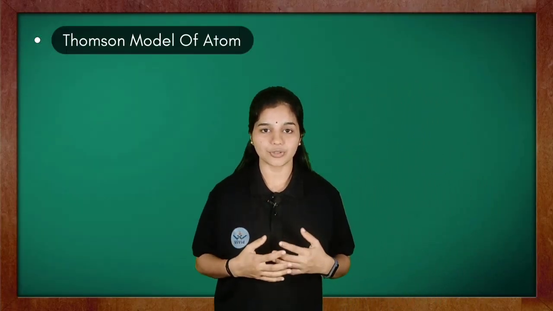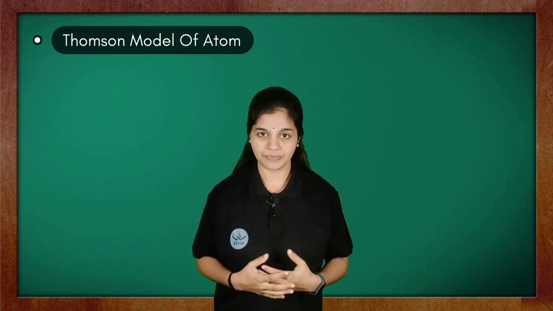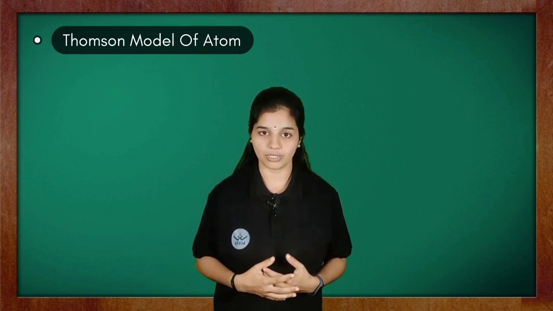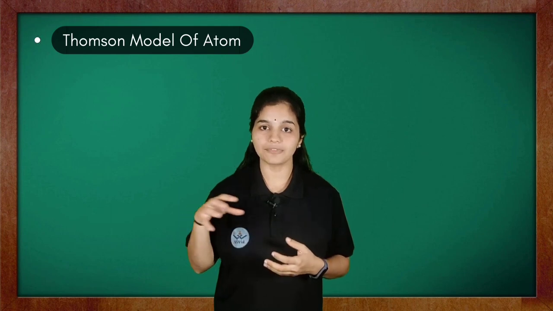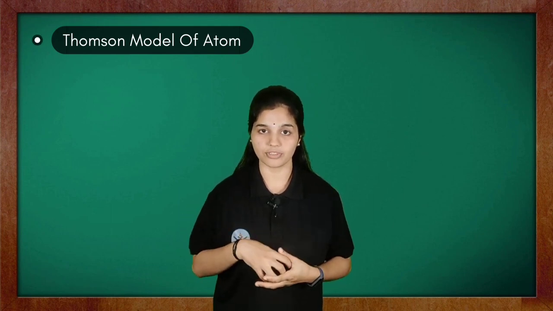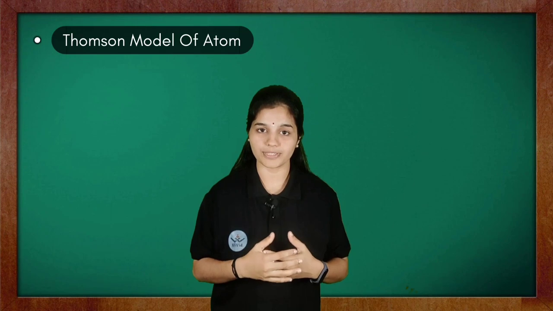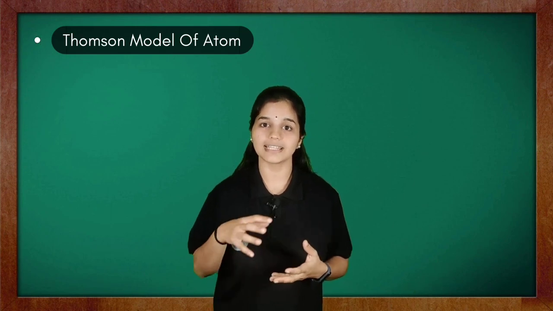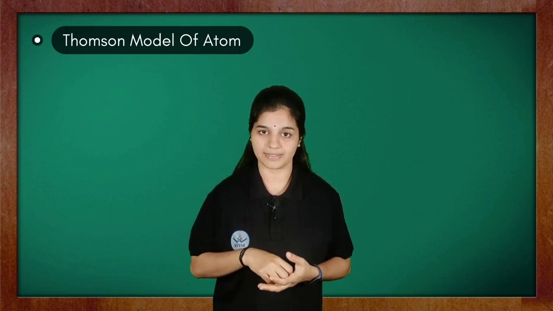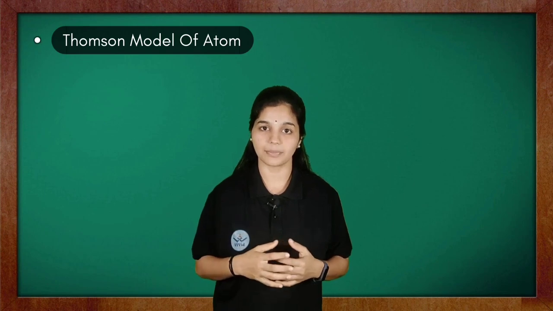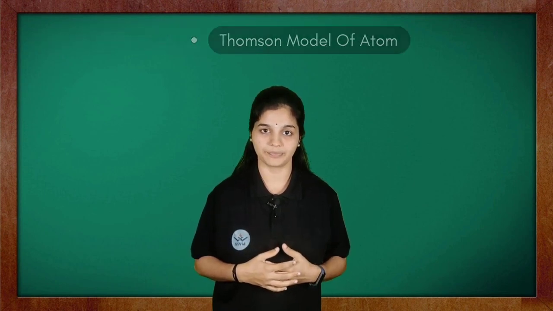We all know that electrons are capable to move freely, whereas according to Thomson's model, the electrons are embedded within the protons. So the biggest limitation of Thomson's model was that he considered electrons are fixed to a particular place, whereas those electrons are capable of moving freely.